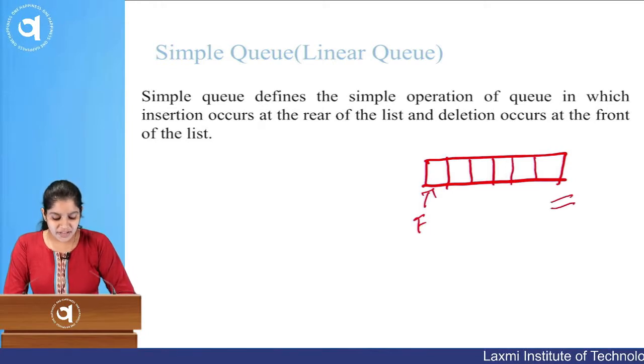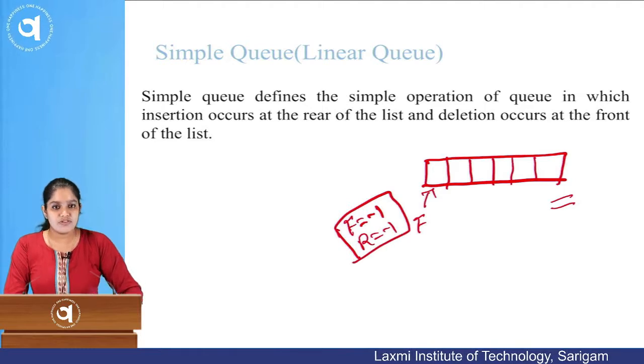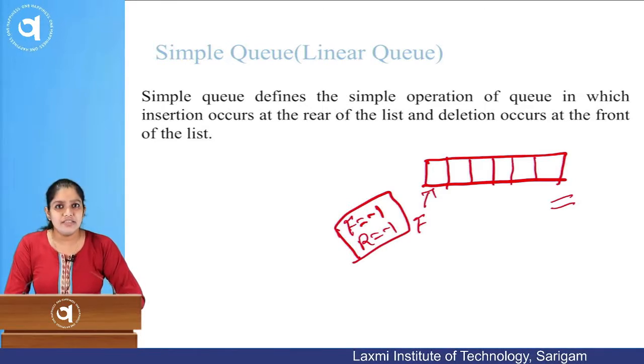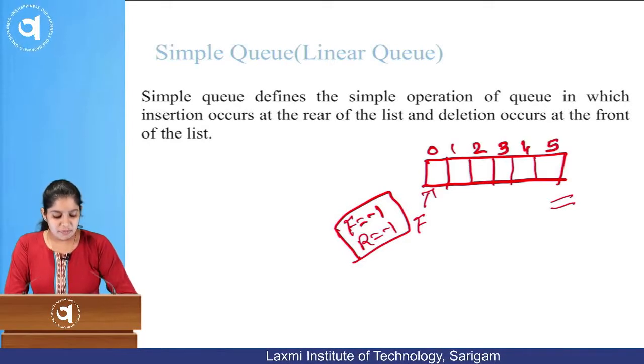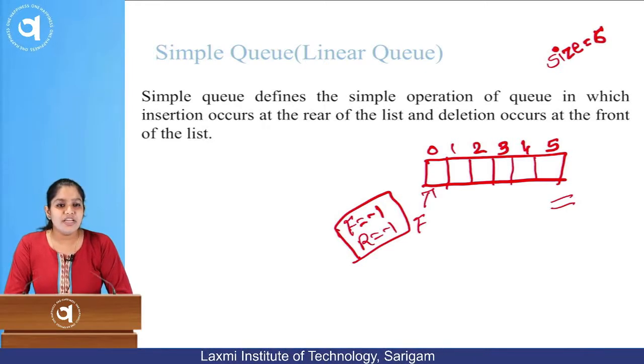Right. So if I am having some data, suppose initially my front is equal to -1 and rear is equal to -1, that is our initial situation, right. So initially we have it like this. Then, this is index 0, 1, 2, 3, 4 and 5, that means I am having a queue of size 6, right. So n minus 1, that's 6 minus 1, that's 5, right.